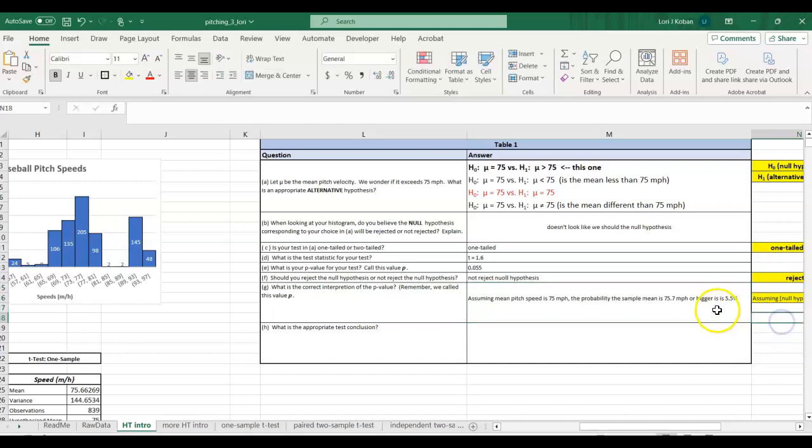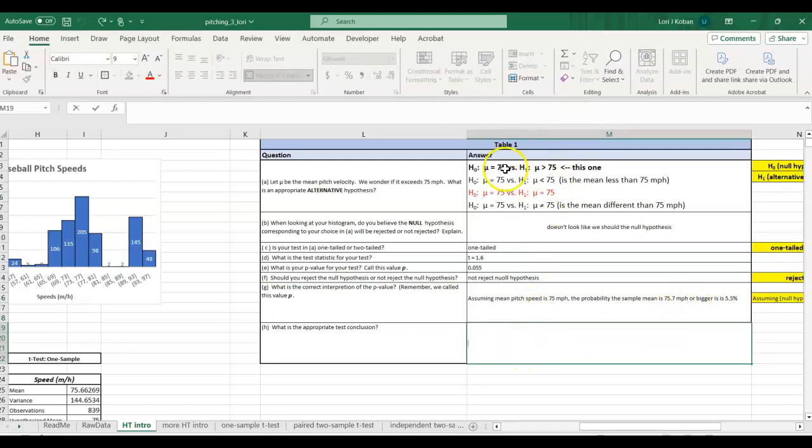Well, that's bigger than 5%, so I'm going to say, you know what? It's likely that I would have seen it if the mean is 75. So I don't have any reason to reject that null hypothesis, so we are not going to reject it. So assuming the mean pitch is 75 miles per hour, the probability of seeing something like what you saw, the probability that the sample mean is 75.7 or more, is 5.5%. That's the p-value. So what do we do? We don't reject the null hypothesis.